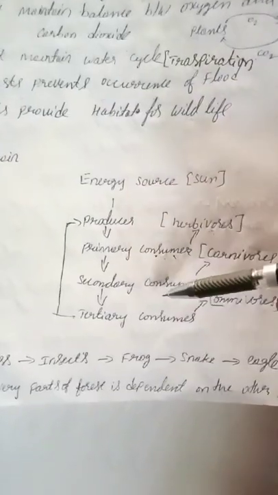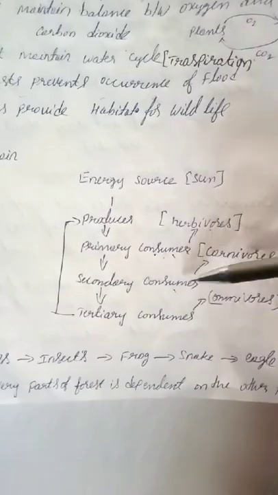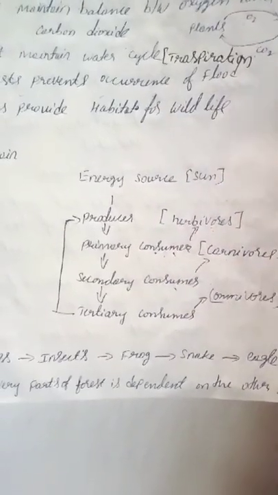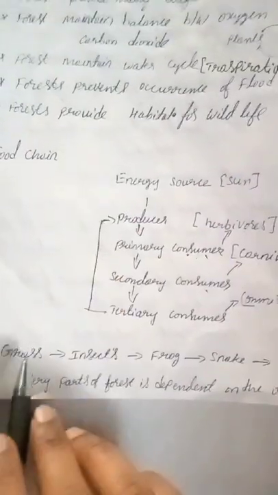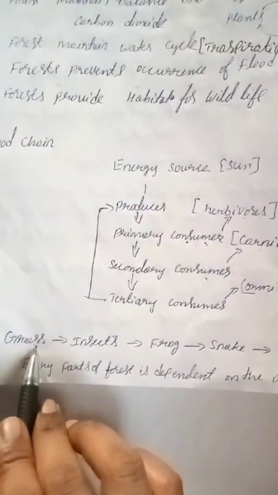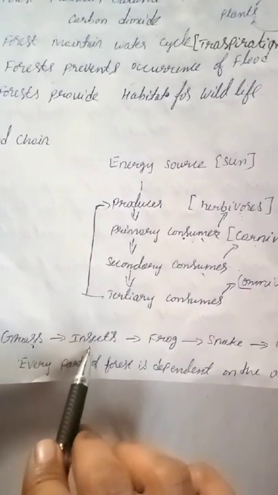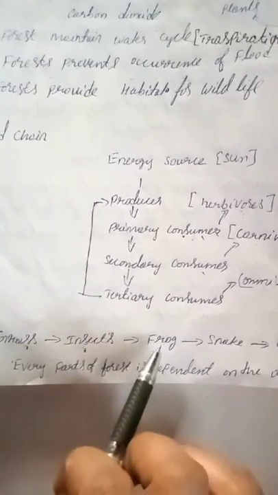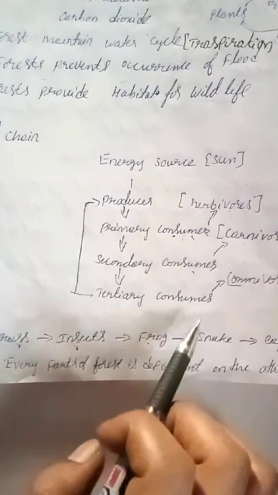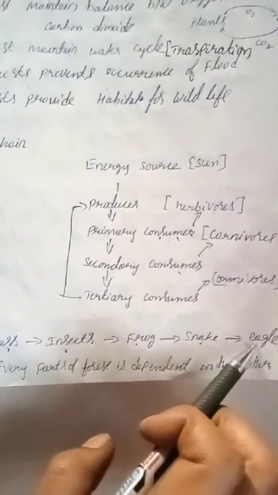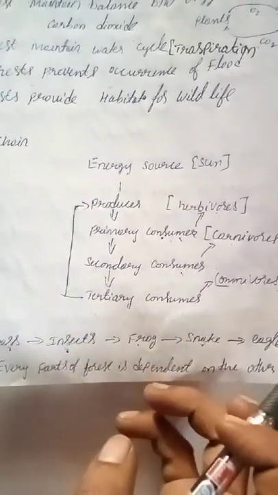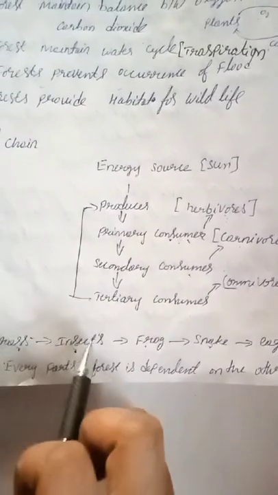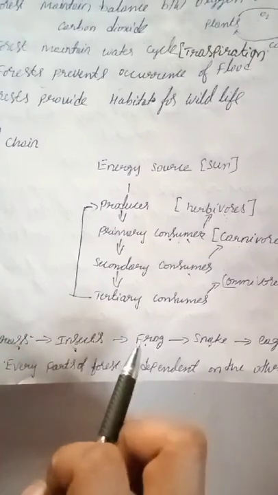First primary consumer means herbivores, then secondary consumer carnivores, tertiary consumer omnivores. Okay, let me give a better example. See, grass, right? That grass is eaten by insects, those insects are eaten by frogs, frogs next by snakes, snakes again by eagles, and that eagle again by human beings, like that. Every product in our environment is interdependent, right?